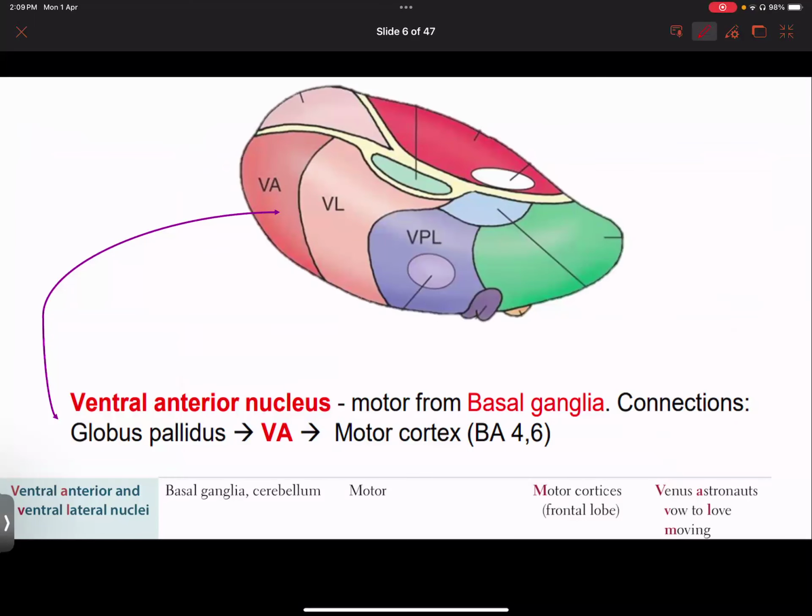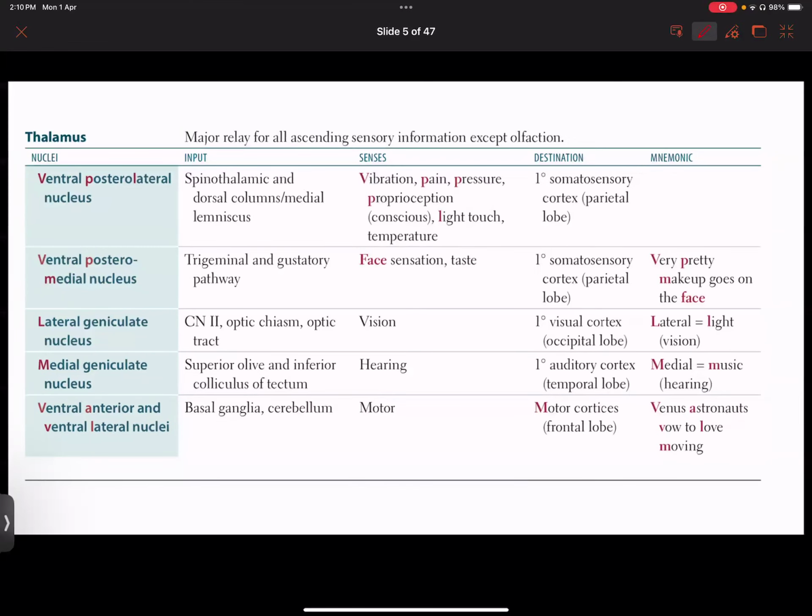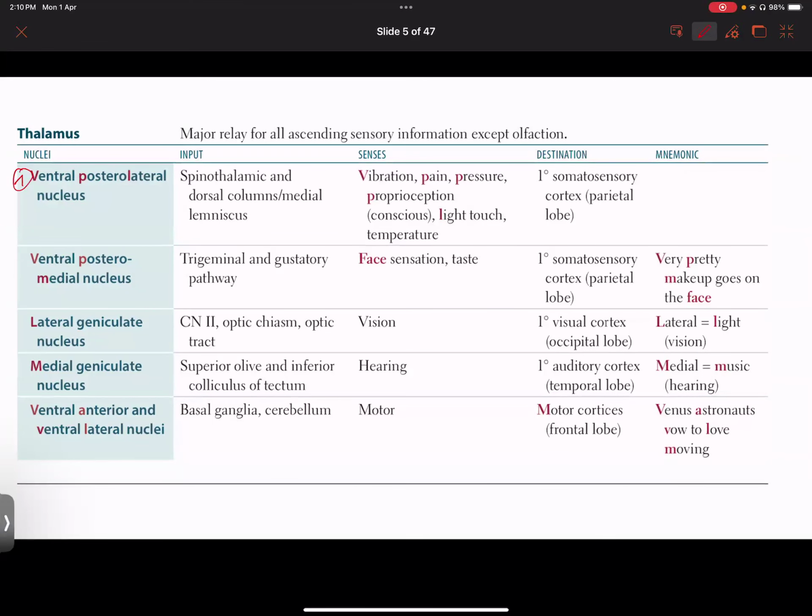So, in the lateral side, we have four different nuclei. Tamam. We have the ventral posterior lateral. Okay. So we have one, the ventral posterior lateral. We have the ventral posterior medial. Okay. And then we have the ventral anterior and the ventral lateral. Those are basically three and four. Tamam. All of these make up the lateral area.